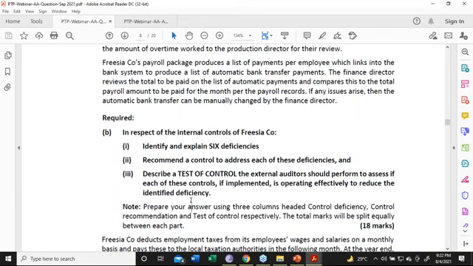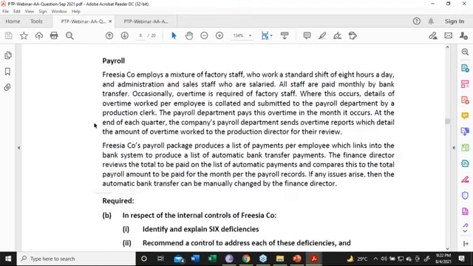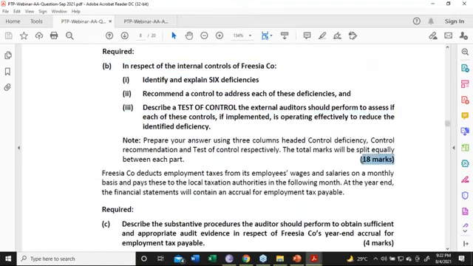Last part, describe a test of control which the auditor would perform in order to verify whether the controls are operating effectively or not. Are you all comfortable and clear with the requirement? This is 18 marks, a huge number. 6 deficiencies, 6 control recommendations, 6 tests of controls. Is this clear?